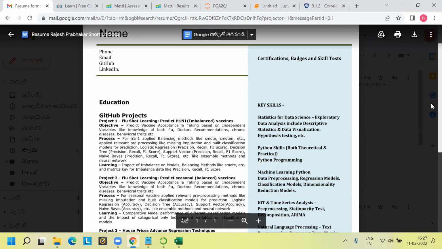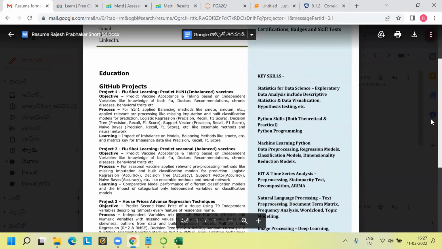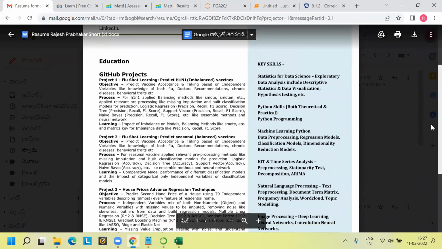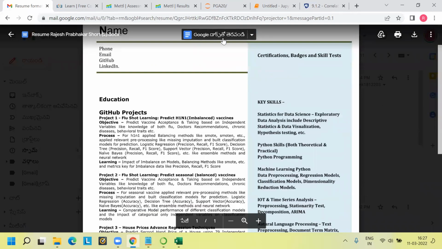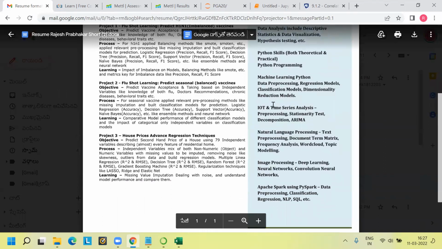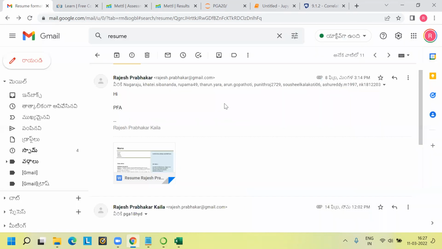You can choose your projects: regression, classification, time series, deep learning, your choice. But each project should have an objective, process, and learning. Your work experience and education you can write on top. Key skills: as of now, what you have, you can add or delete. This is the complete coverage of skills, including Apache Spark. You have to add SQL. I'll forward this resume format to all; you can use that also.